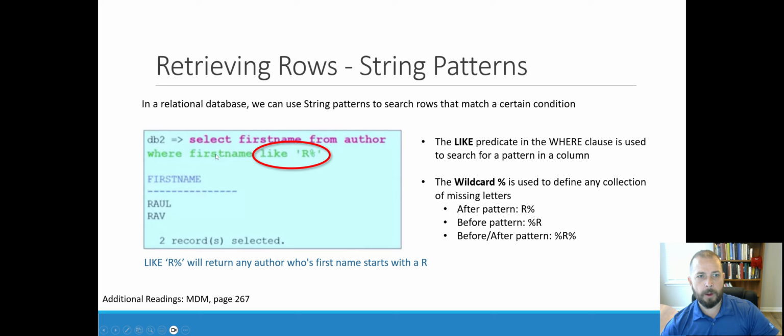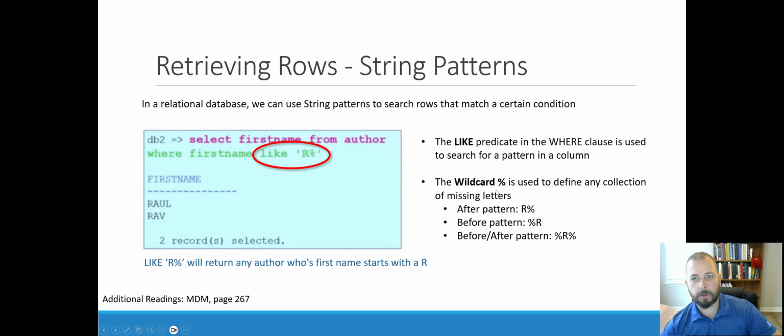I only know that the first name starts with R, so I can say, okay, well, first name column is LIKE 'R', and then I put the percent sign for any letter after that. So this is going to return back anybody in that first name column that has a first name starting with R. And here I get 2.